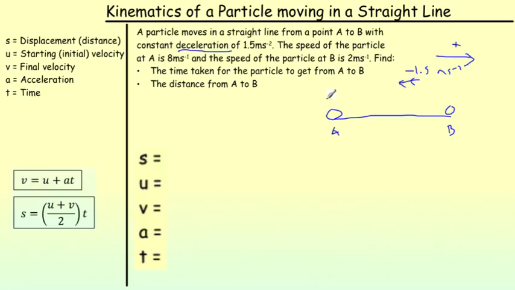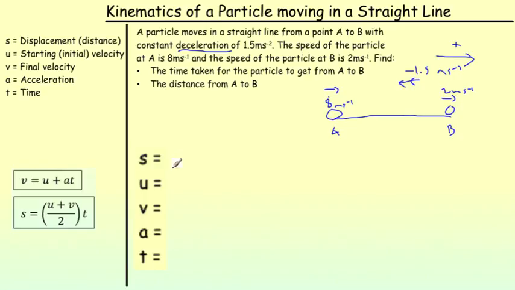Now our initial velocity for the particle at point A is 8 meters per second. At point B, the particle has a velocity of 2 meters per second. So that's what we would expect. If the particle is decelerating, we would expect that it starts off with a higher velocity than when it finishes.